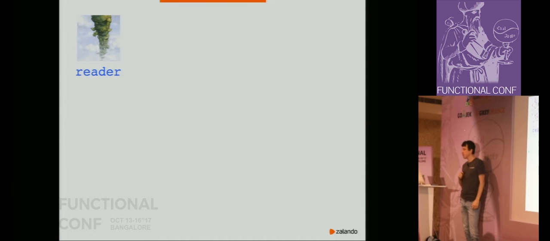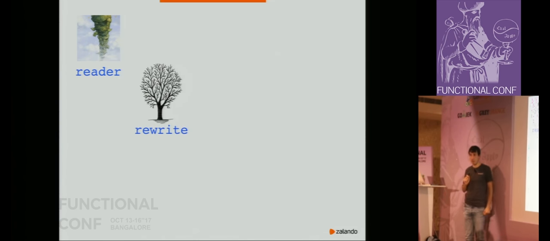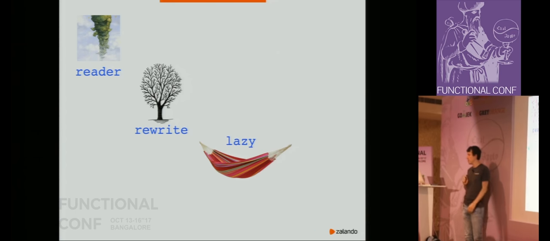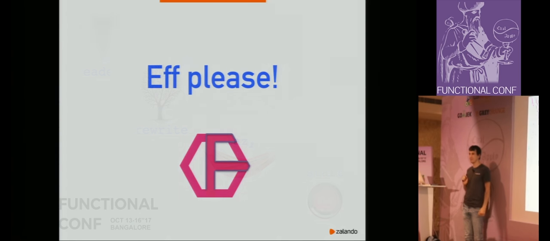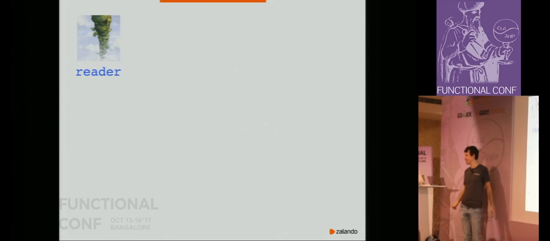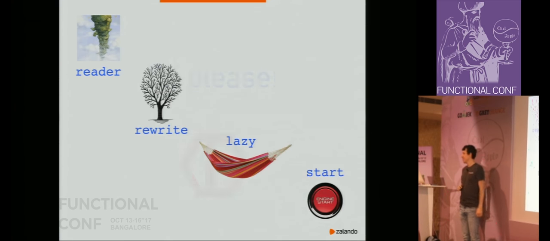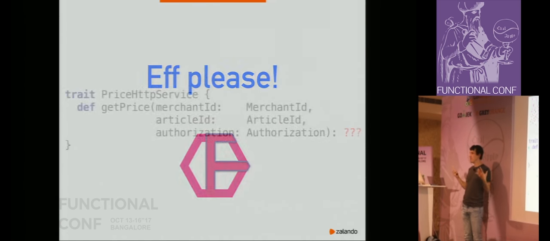Okay, so this is how we do dependency injection. We use the reader pattern that any functional programmer should know about. We use tree rewriting to put the exact configuration we want where we want it. Stay lazy, that's very important, and then we can start the application. That's quite cool. But wasn't it a talk about F in the first place? No one is shouting, I want to see F. It's coming. Because now we have nice components.